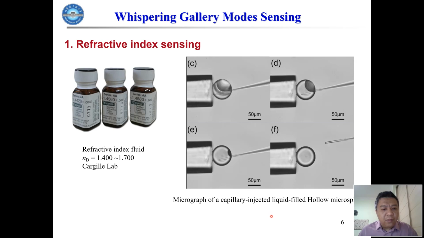The refractive index fluid we buy from Cargille Labs, and the range is from 1.6 to 1.7. We inject the refractive index fluid into the hollow microspheres, and this is the injecting process. The fluid will not get out from the hole because of the surface tension.